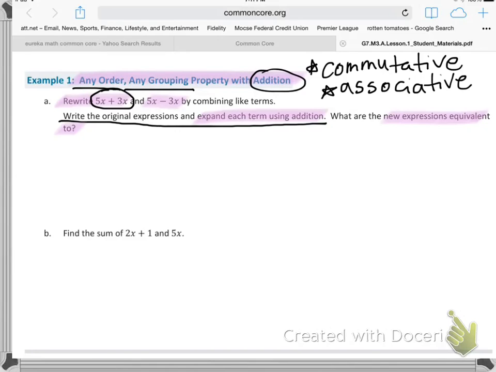Some of you may understand right away how to combine these like terms. And again, this idea of a term, that definition we've talked about already. Each one of these, this 3x and this 5x, is a term, and the 5x and the negative 3x here is a term. They're both terms. So each one of these expressions has two terms.